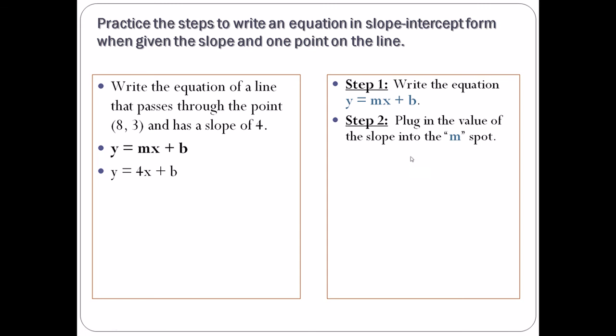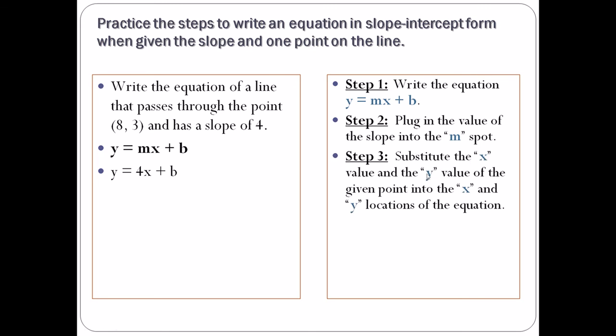So let's find out. Step 3 is we need to put the x and the y value of the given point into the x and y locations of the equation. So my x is 8, so that goes here. My y is 3, and that goes here. I know you're thinking to yourself, yeah, I already did that. Seriously. Okay, let's get b alone. So we need to multiply. 4 times 8. 32! That's right.